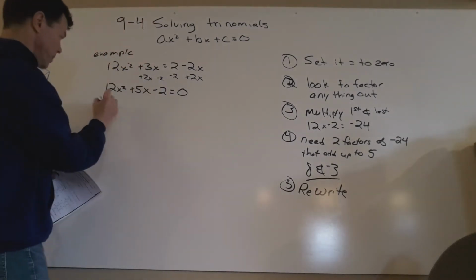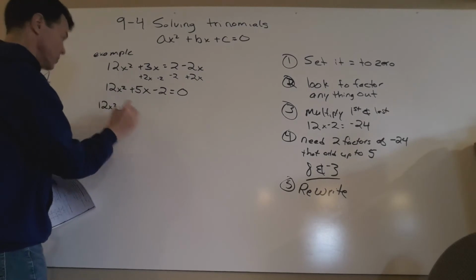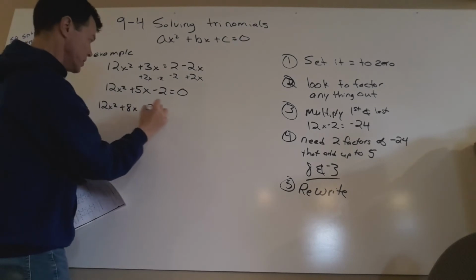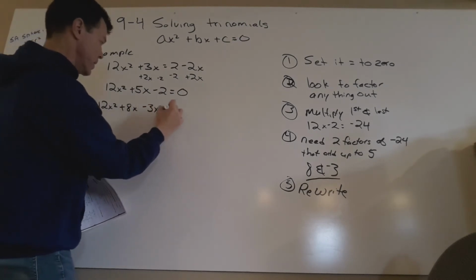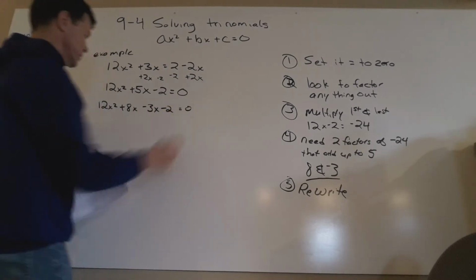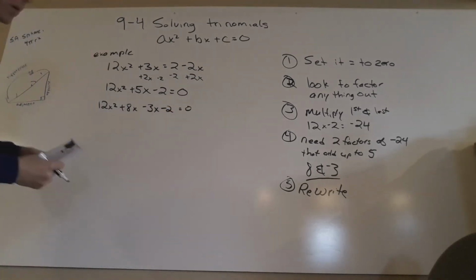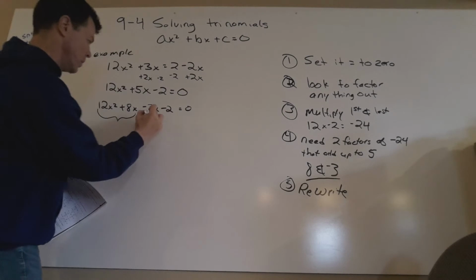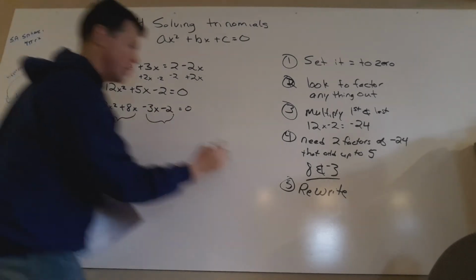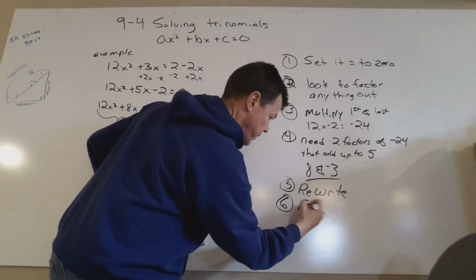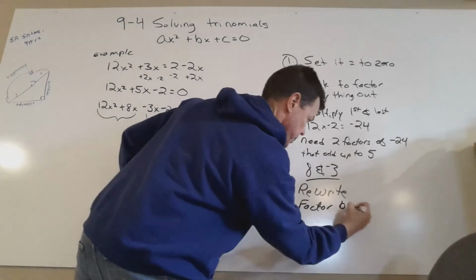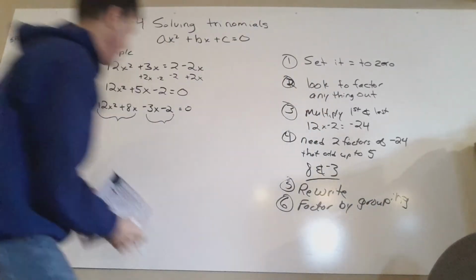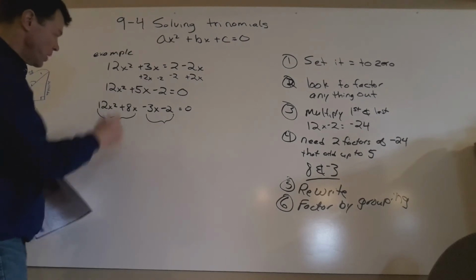This 5x gets split up. So 12x squared plus 8x minus 3x minus 2. All right, and that equals 0. So we have 4 terms, factor by grouping. What can I pull out of both 12x squared and 8x?